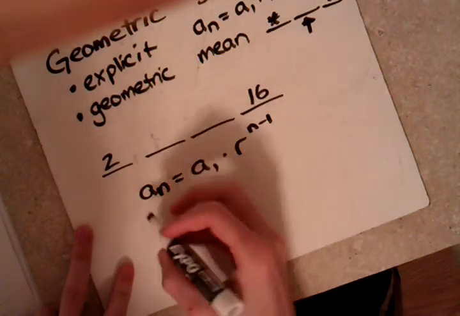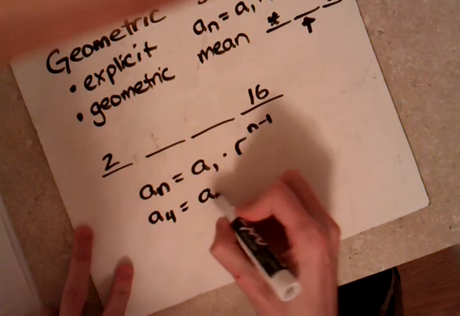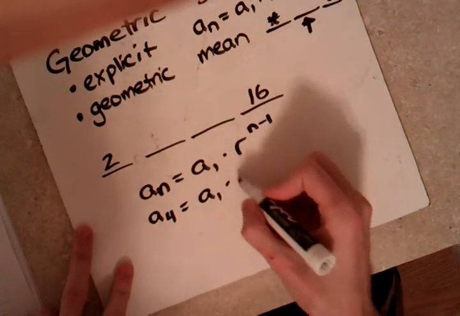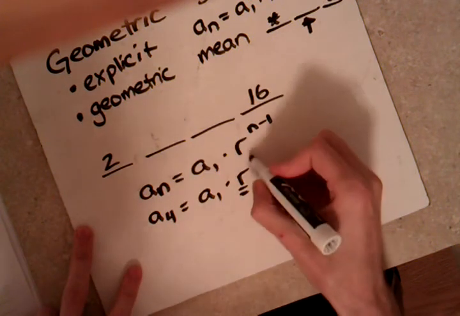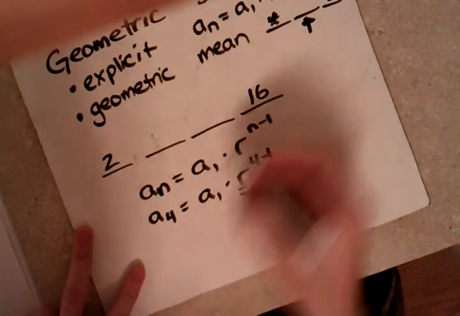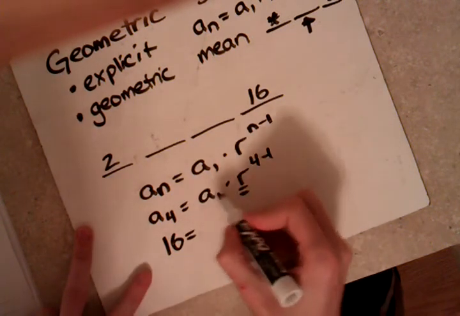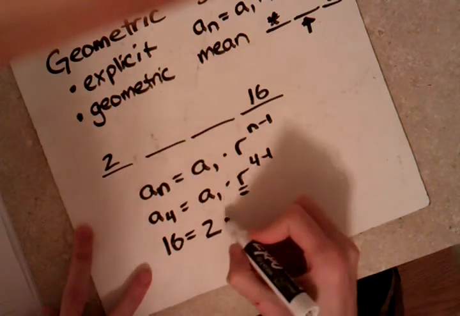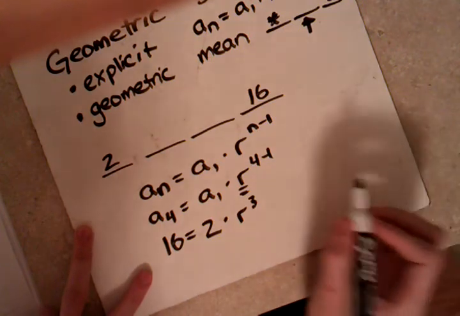We know what a4 is, so we're going to let n be 4. We know what a1 is. We don't know r, that's what we're trying to solve for. And again, we said that n was going to be 4 in this example. So let's substitute in what we know. We know a4 is 16. Our fourth term is 16. a1 would be 2. I don't know r, but I know that 4 minus 1 is 3.